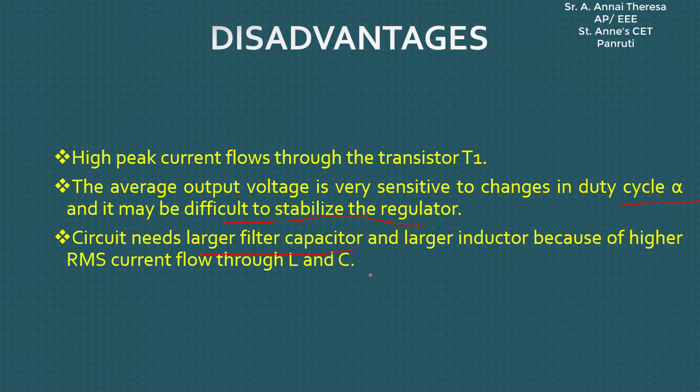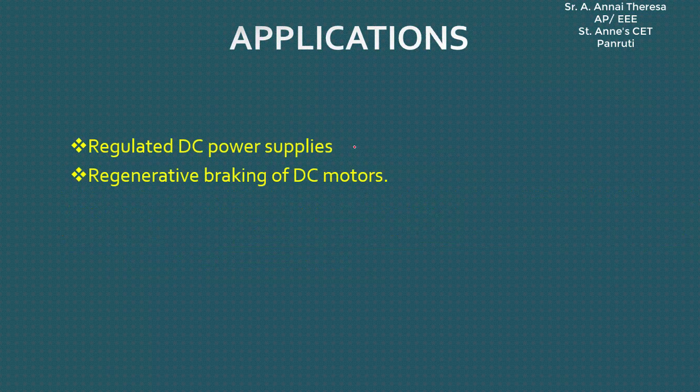If you see the applications, there are many applications. Specifically, we can say it can be used in regulated DC supplies and regenerative braking of DC motors. So in this video we have seen the modes of operation of the boost converter, voltage waveforms and current waveforms, then the derivation of the output voltage, average output voltage and source current, advantages, disadvantages and its applications. So these are all about the boost converter.